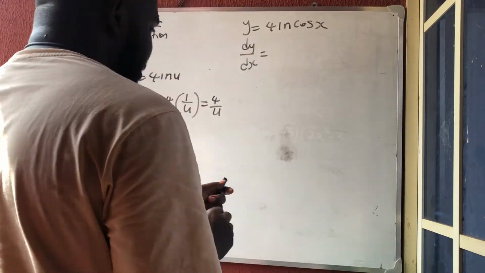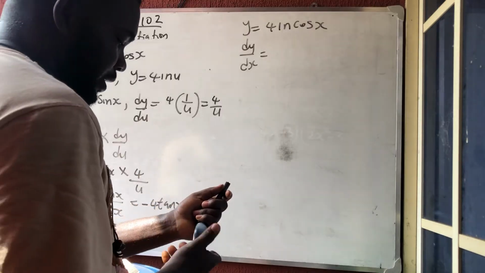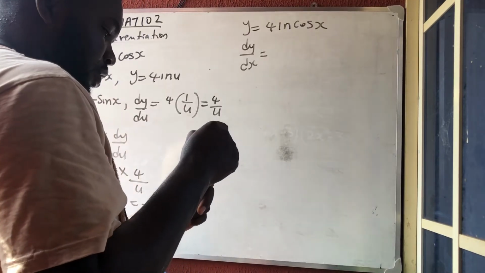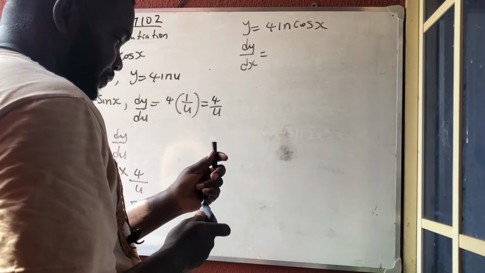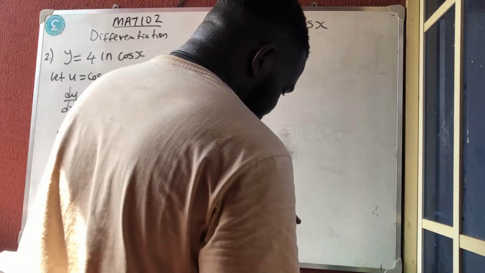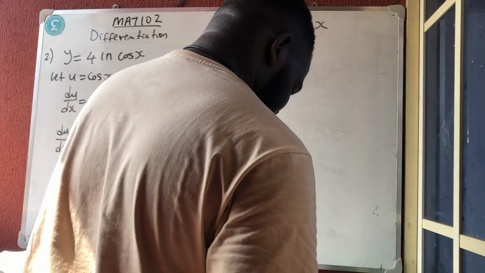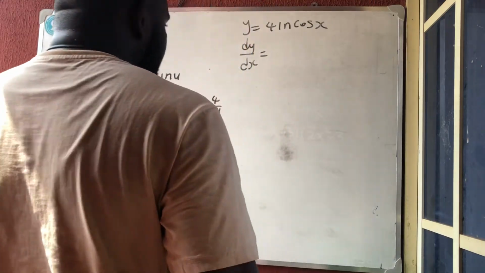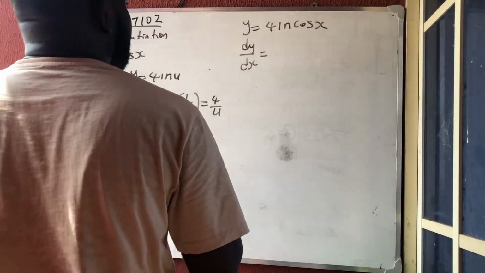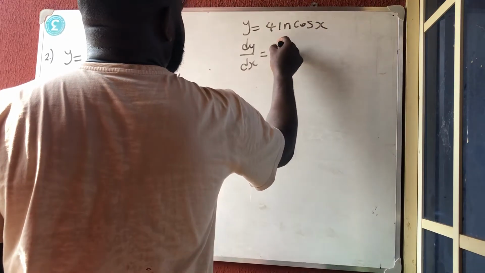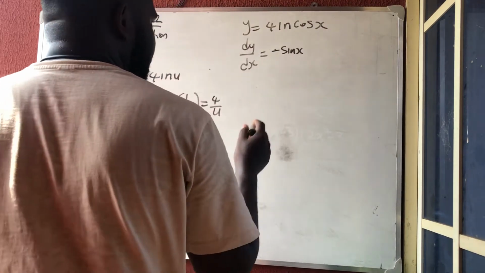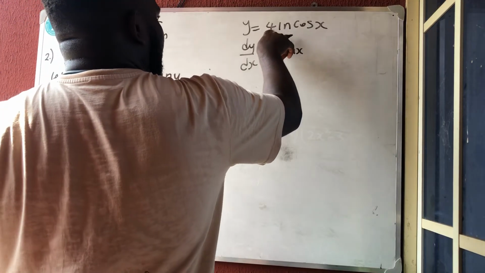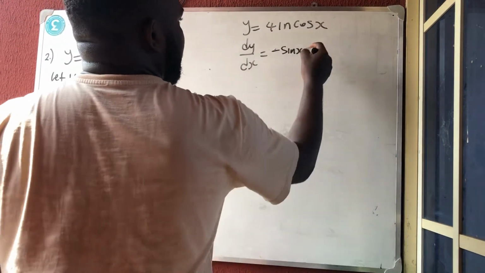Differentiate the bracket, and the one that is in the bracket is the cos x. Then differentiate everything. So if I differentiate cos x, what am I going to have? Differentiate the bracket cos x, I'm going to have what? Minus sine x. Okay?